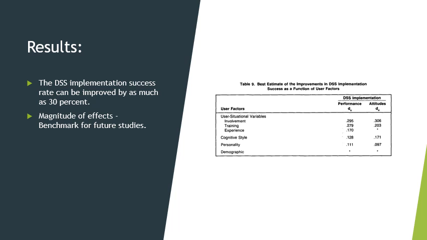So, to answer this, as indicated by the binomial effect size display estimates in this table, the implementation success rate can be increased by 20 to 30% through manipulation of user situational variables and by 10 to 15% through consideration of psychological factors. These estimated magnitudes of effects that can be expected in research in this area may serve in turn as benchmarks for future studies, and the interaction effects among the key factors, which are the involvement, training, decision styles, and DSS implementation success, and other variables that seem to moderate their impact on the DSS implementation.